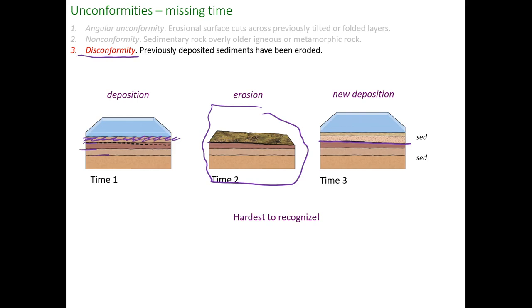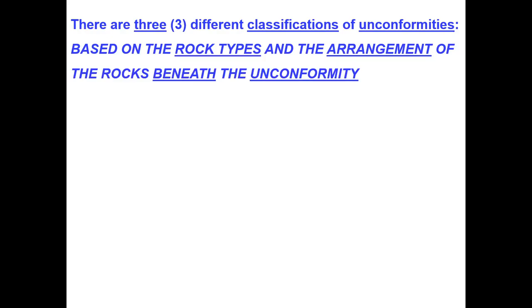So there are 3 types of unconformities. Angular unconformities, that's where you have rocks of different tilts, different angles, lying on top of each other, like Siccar Point. There's nonconformities, that's when you have sedimentary rocks lying over older igneous or metamorphic rocks. And disconformities, that's when you have previously deposited sediments that have been eroded and there is deposition on top of an eroded surface.